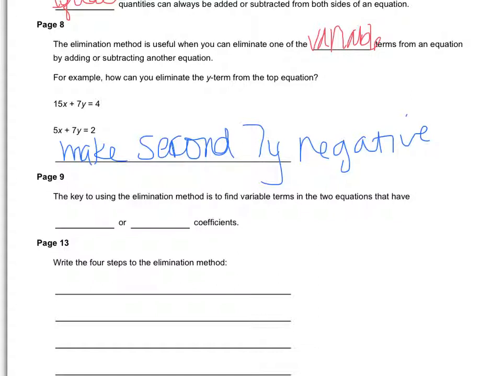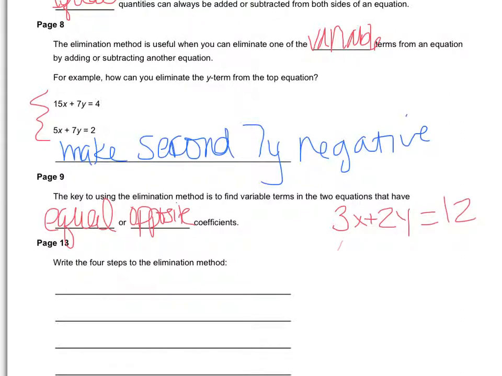So the key to using the elimination method is to find variable terms in the two equations that have equal or opposite coefficients. In this particular problem, they had equal coefficients. An example of something with opposite coefficients would be 3x plus 2y equals 12, and 4x minus 2y equals 8. These would have opposite coefficients because one is positive and one is negative.